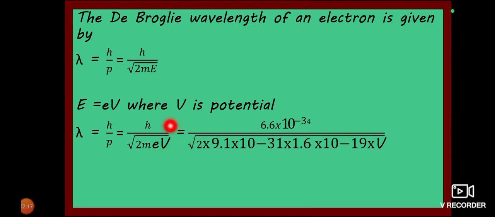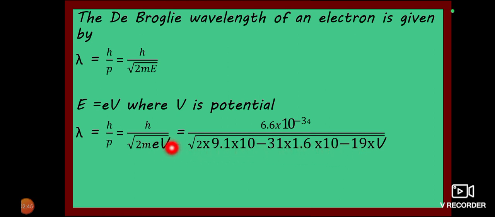Now students, here all are constants: h is equal to 6.6 into 10 raised to minus 34, m is equal to 9.1 into 10 raised to minus 31. Students, please note this: the power is actually 10 raised to minus 31, but by mistake it has been printed like this. Here also the same thing, 1.6 into 10 raised to minus 19. So this is also a power of minus 19.